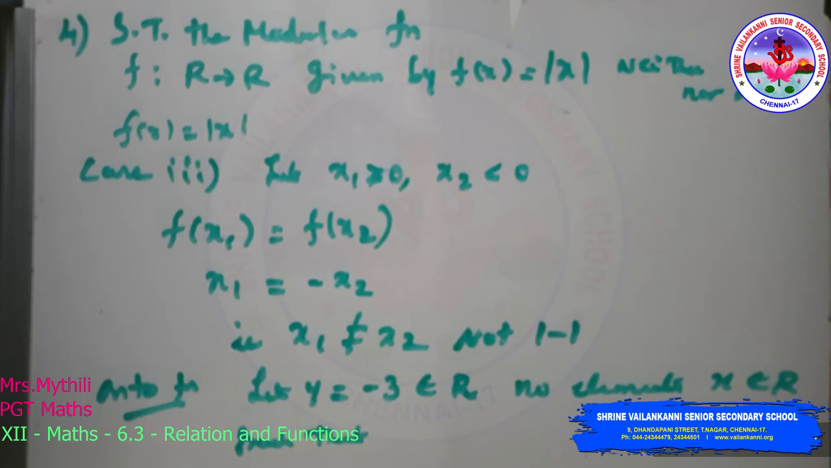Let's check for onto function. Take y equal to minus 3, which belongs to real numbers. There are no elements x belonging to real numbers such that f of x equal to modulus of x gives minus 3. Hence we can say that f is not an onto function.